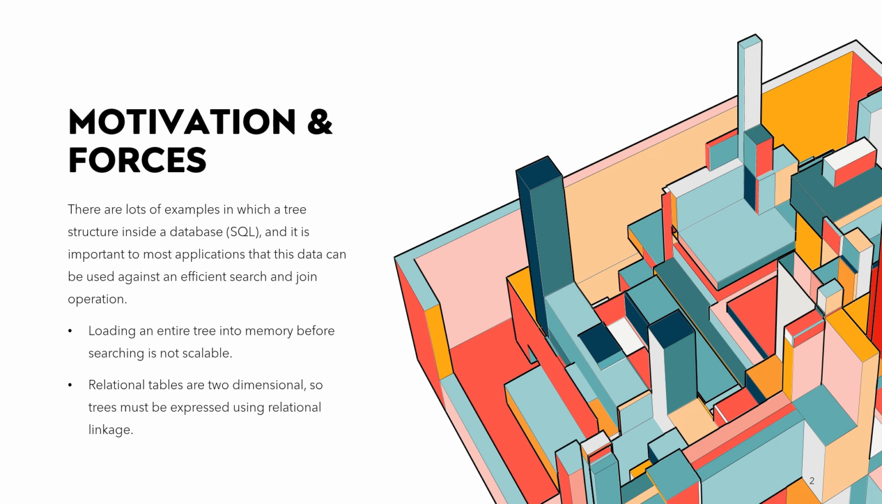In a lot of examples, and if you've taken a database course before, you will need to use certain reserved methods, selecting from different tables and joining them to satisfy that search. Moving on to forces, this is something negative. Loading an entire tree into memory before searching is not scalable. If your memory is non-contiguous, or not in sequence, you may have to use costly traversal algorithms to retrieve data from the data structure. Relational tables are two-dimensional, so trees must be expressed using relational linkage.